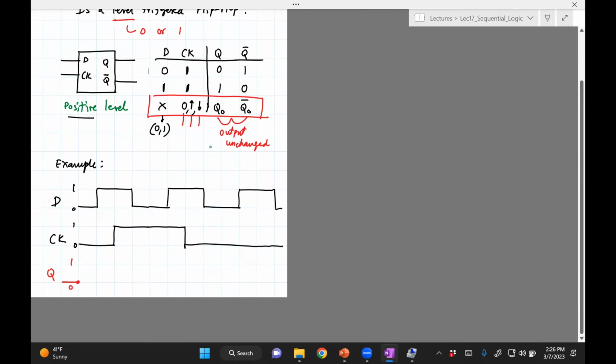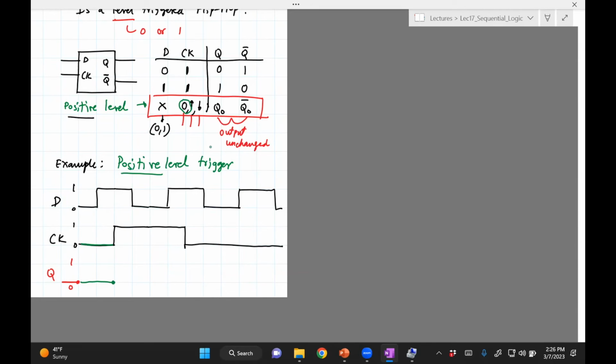Okay, so here it is. So we look at this. We'll assume that this is a positive level trigger. It's only triggered when the clock goes positive. Now here we have 0. The clock is 0, but this is a positive level triggered device. And we know from the third row that this cannot be triggered when the clock is 0, right? It's right here. So it will be unchanged.